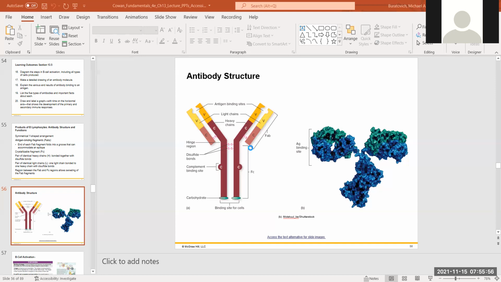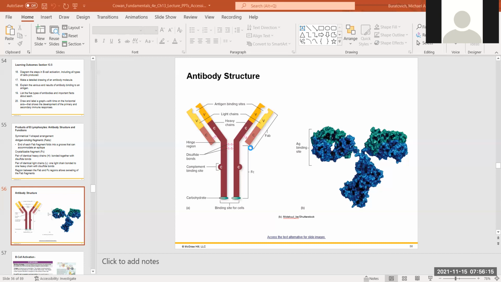IgM, low affinity, high avidity. IgM is good at activating complement. We talked about complement a couple lectures ago. This will activate the classical complement pathway very nicely.